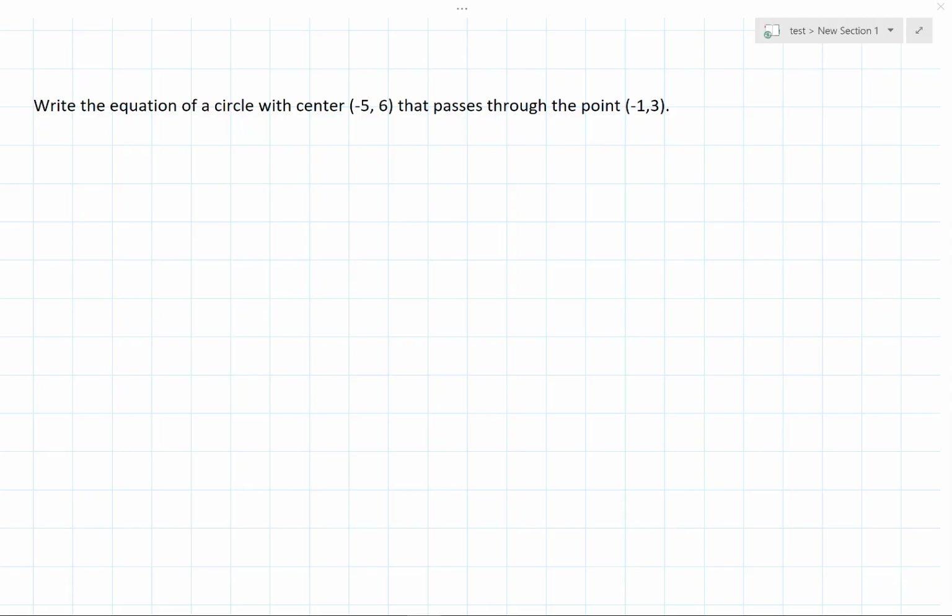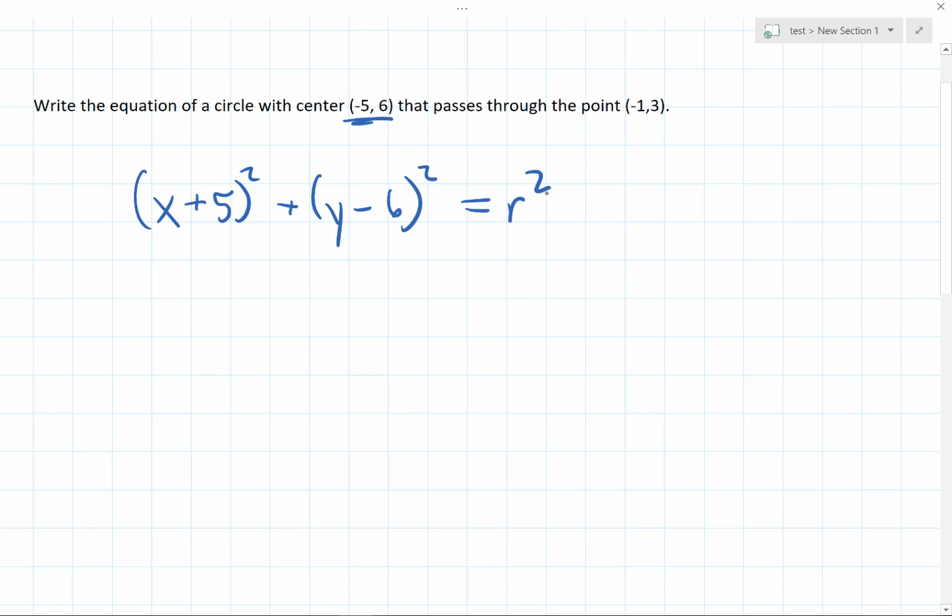Alright, so we know since our circle has a center of negative 5, 6, that we can start to write our equation as x plus 5 squared plus y minus 6 squared. And they didn't hand us the radius, so I'm just going to write equals r squared. So remember, you have to change the sign, so it's negative 5, so x plus 5, y minus 6.